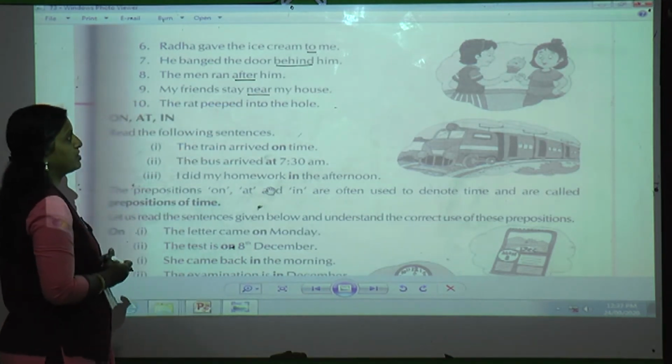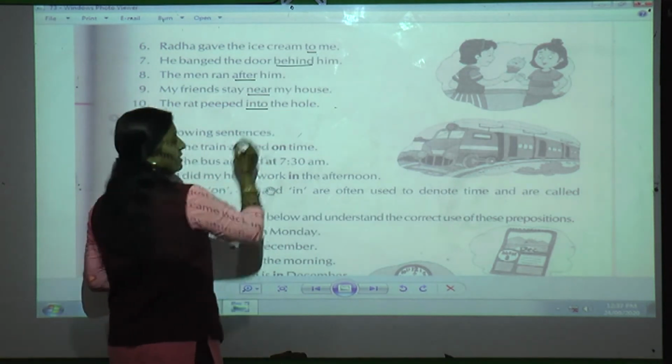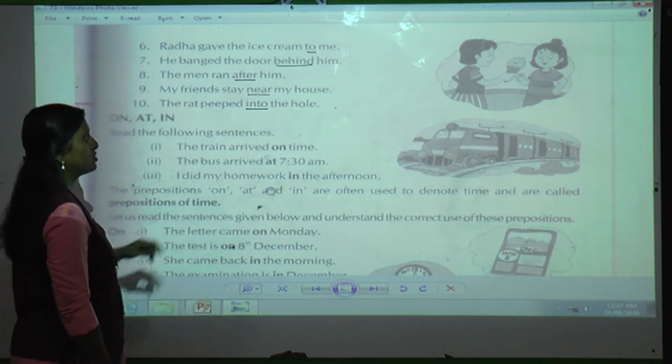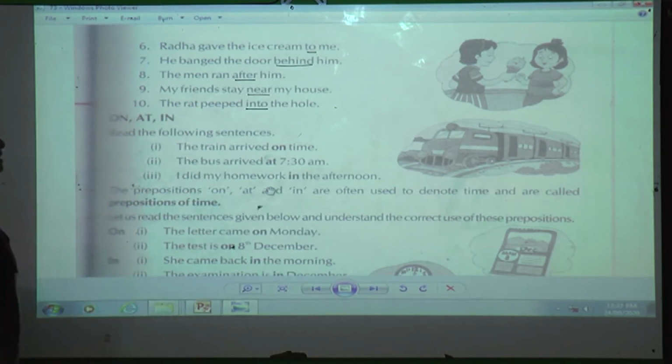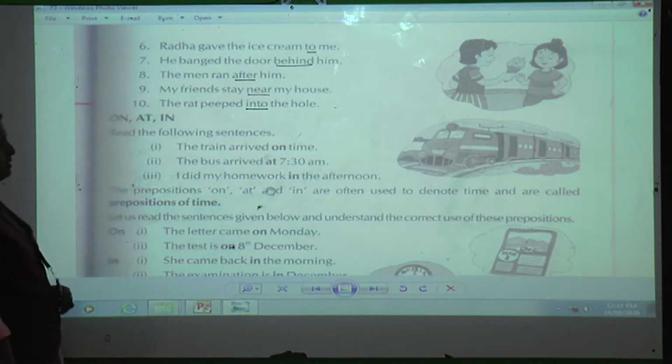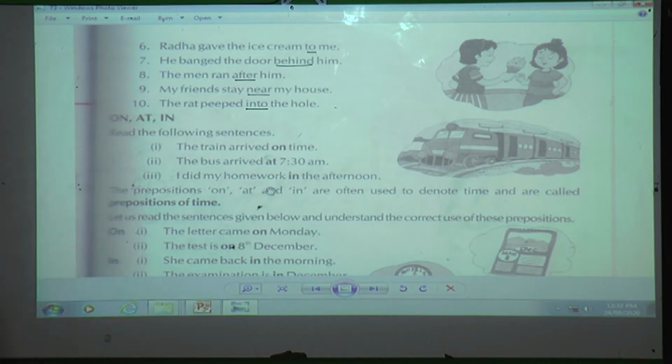The rat peeped into the hole. Where did the rat peep? Yes, into the hole. So this into shows where the rat has peeped. Okay? Understood till here, students? Okay. Now, we will move on to the next: on, at, in. Now how these three prepositions have been used, we will see in the following sentences. Have you done this, 6, 7, 8, 9, students? Okay.